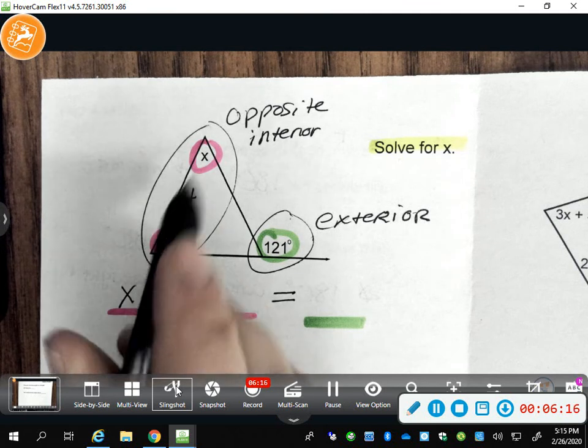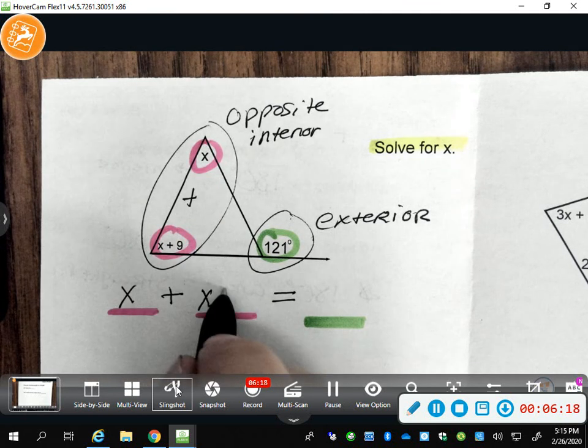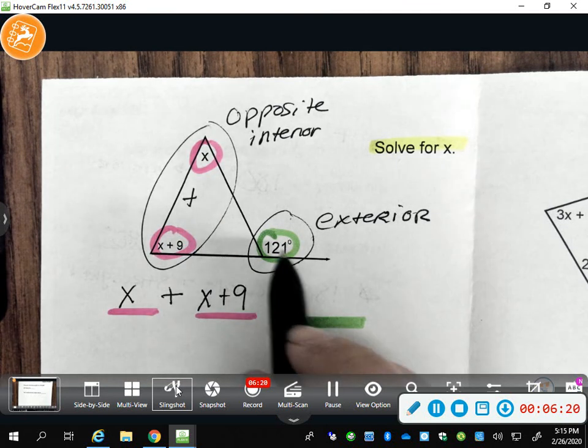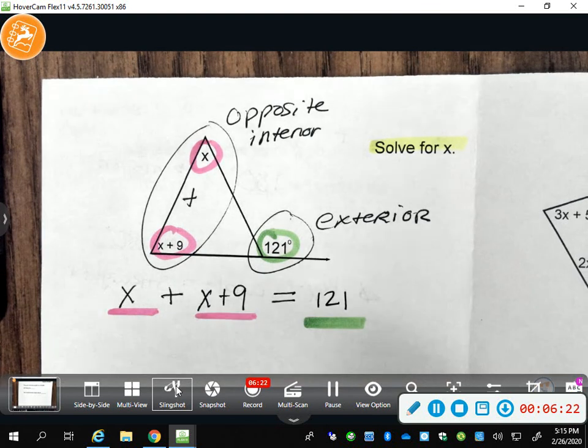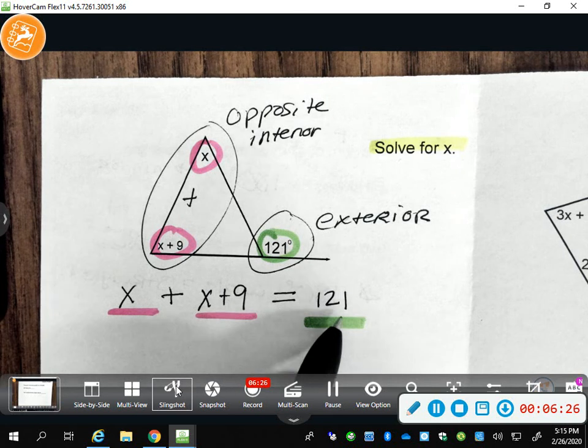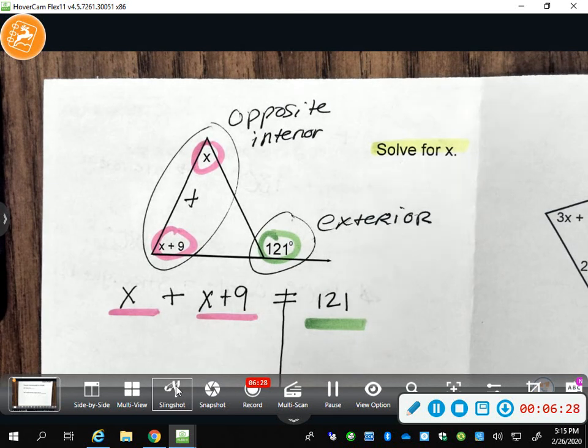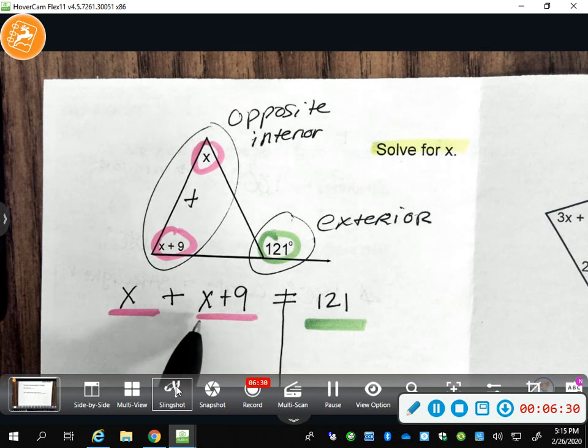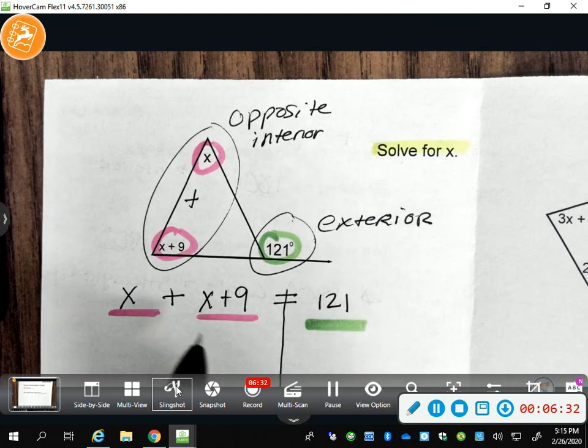X is one of the pink angles. X plus 9 is the other pink angle. The green angle is 121. So that's where I get this equation from. X plus 9 equals 121. Now I have an equation. The variable is x. I can solve this equation for x.